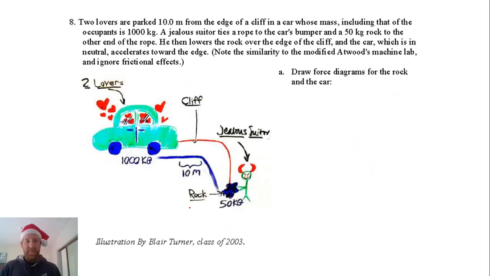Two lovers parked on a cliff, blah, blah, blah. Jealous suitor ties a rope. Ugh, evil person. Lowers the rock. The car, which is neutral, accelerates. This is a modified Atwood's machine, right? Ignore friction. Draw force diagrams for the rock and the car.